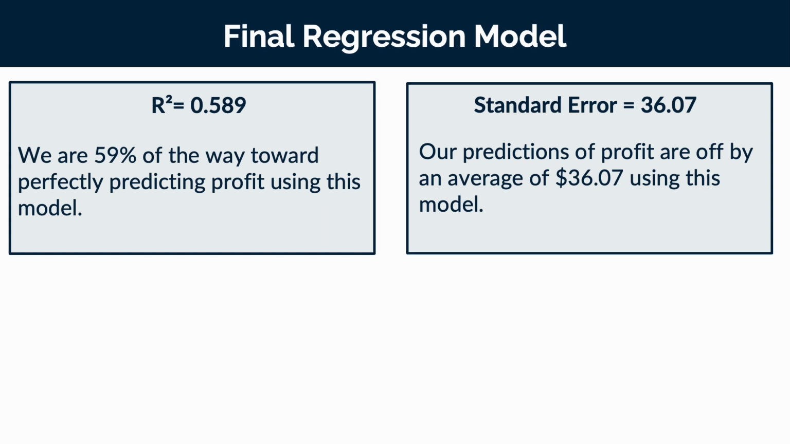When looking at our final regression model, our R-squared displays that we are 59% of the way towards perfectly predicting profit for Amazon using this model, which is over halfway. Also, our standard error indicates that our predictions of profit are off by an average of $36.07 when using this model, which is a relatively small amount compared to overall profit.